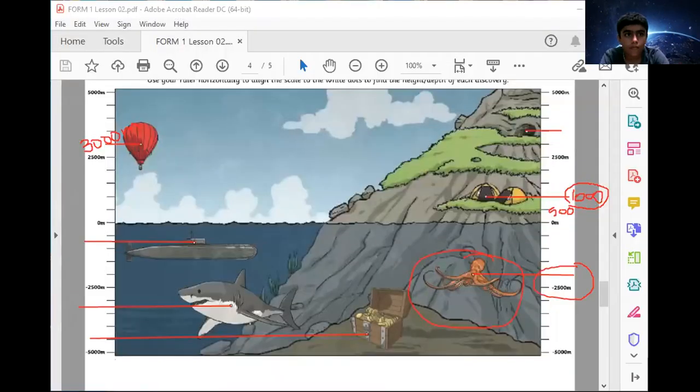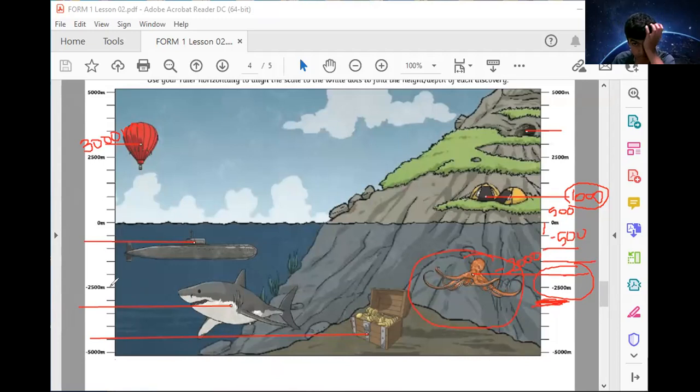Oopsie, I'm sorry. All right, so these are your markers, okay? And every scale here is 500. So this will be negative 500, negative 1,000, negative 1,500, negative 2,000. So your octopus is at negative 2,000. That's right, Danya. Gloria, negative 3,000 is here.